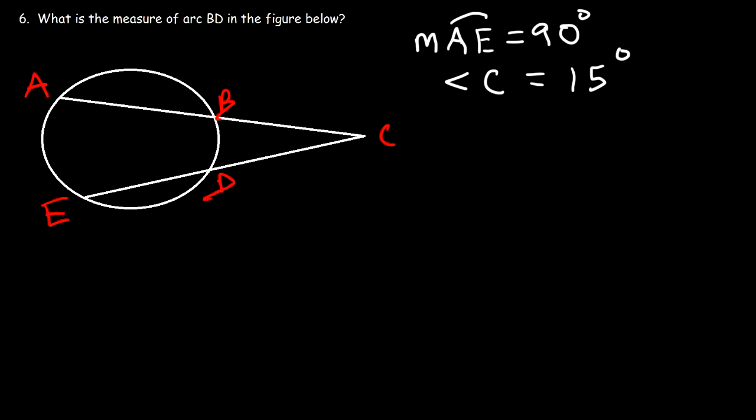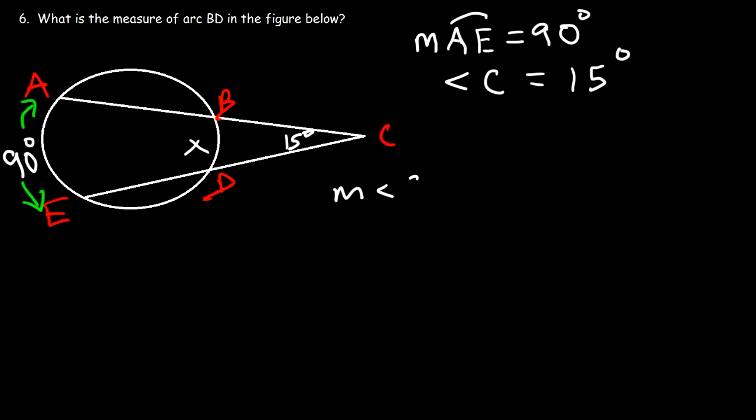Number 6, what is the measure of arc BD in the figure below? So we're given that arc AE is 90 degrees, so that's this portion here, and angle C is 15. So what's arc BD, which we'll call X? Now what we have is a secant angle. AC is a secant because it touches the circle at 2 points. Keep in mind, a tangent line touches the circle at 1 point.